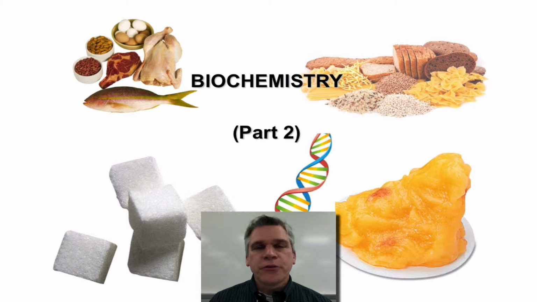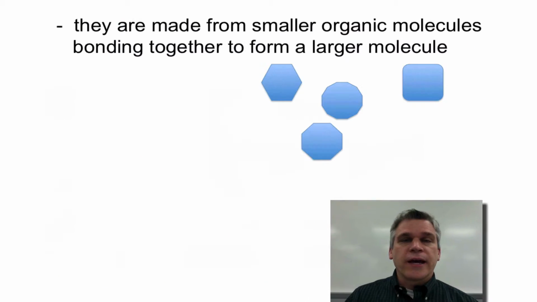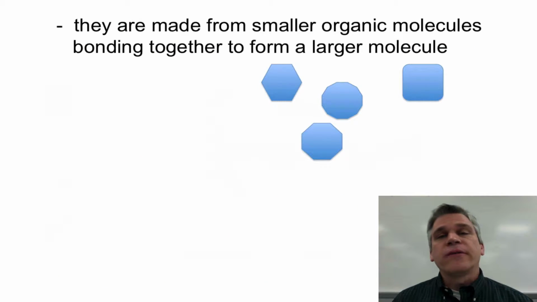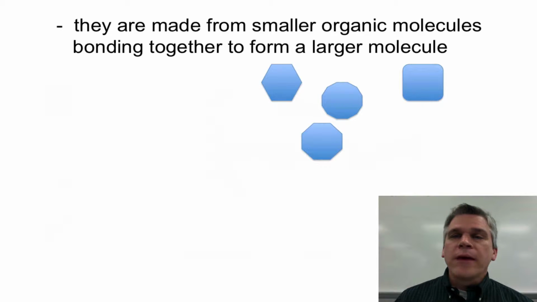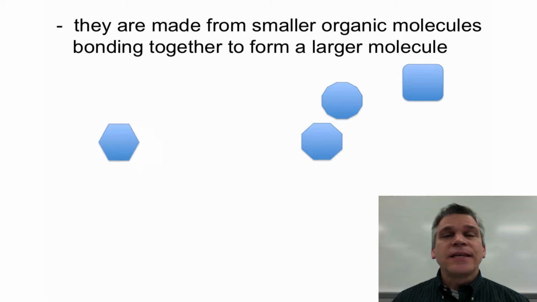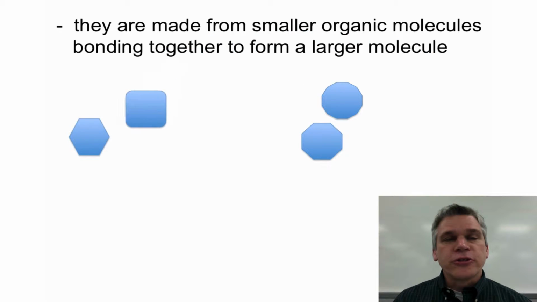So this is Part 2 of our video series on biochemical molecules. We started on the last video talking about the first two types, and now we're going to finish up with the last two types. But just as a reminder, remember that organic molecules are all made up of smaller organic molecules that will bond together to form a much larger molecule.